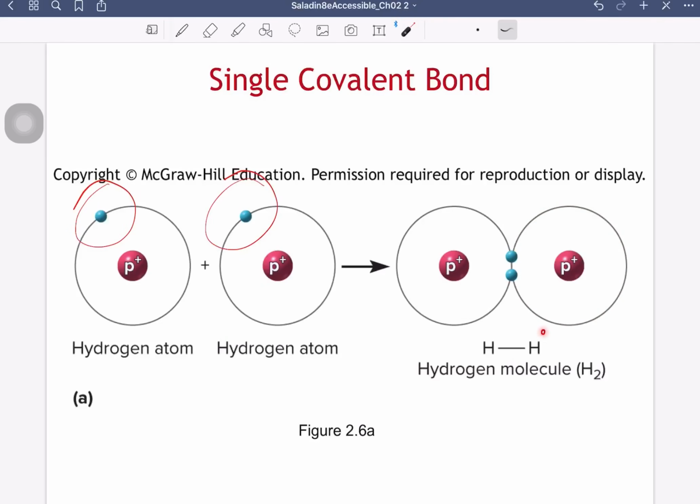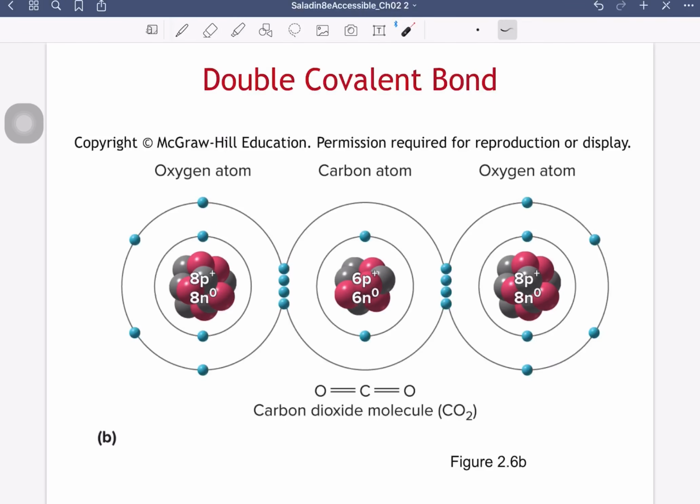Now, often we write covalent bonds by drawing a little line to connect them. That's the simplest version. That was a single covalent bond because I'm only sharing 1 pair of electrons. What if I have to share more electrons in order to fill my outer shell? Then I could have a double covalent bond. Here's a case of an oxygen, a carbon atom, and an oxygen.